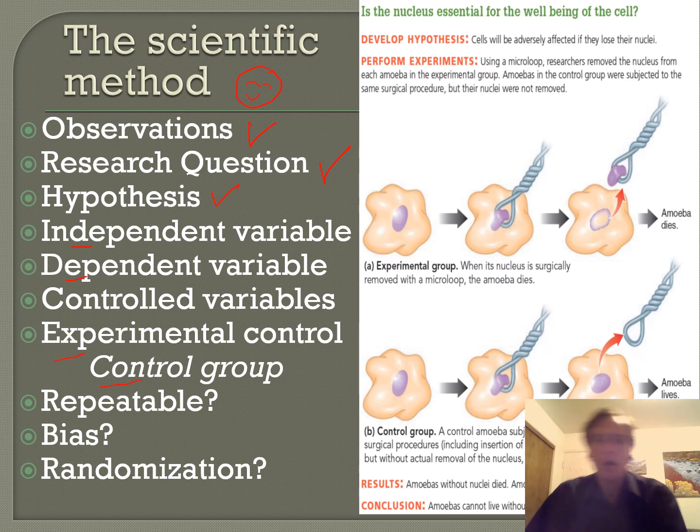Also, good research or good science must be repeatable. It should be free from bias, and it should be randomized. These are some things we're going to be thinking about as we go through a couple of examples.